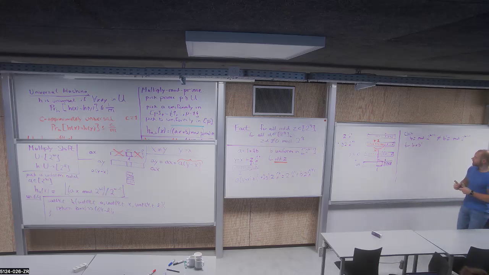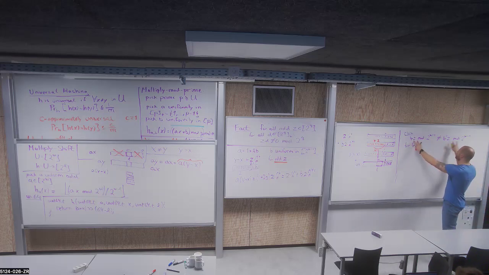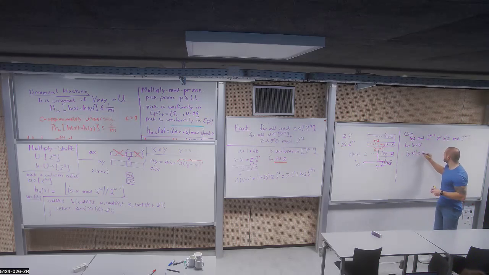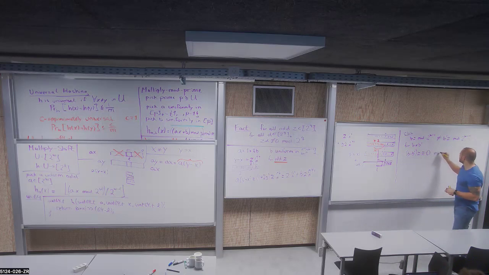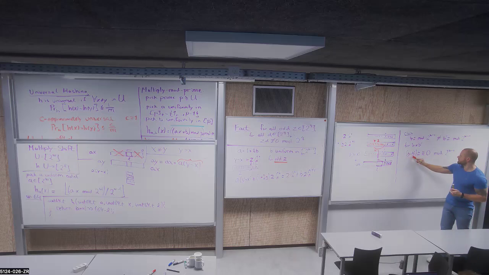Why? The easy way to say it: let's say I had two, B and a B prime, where these are equal. Then I can subtract these two equations, and I get that B minus B prime times Z has to be congruent to 0 mod 2 to the W minus 1. That would be the conclusion from B and B prime having the same value here. Now I can use my fact, because Z is odd: this difference has to be 0, so they have to be the same.